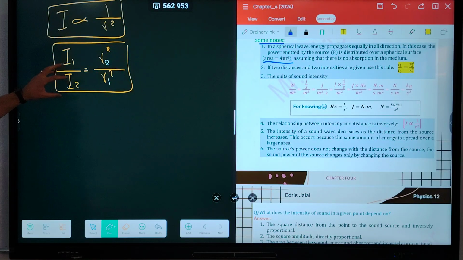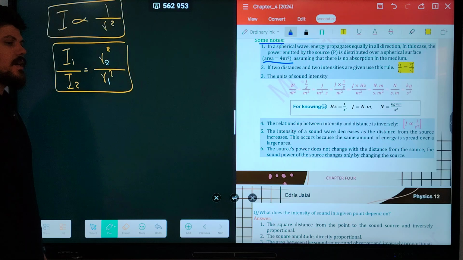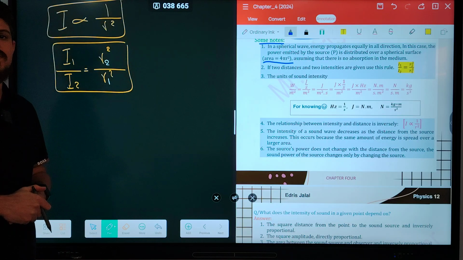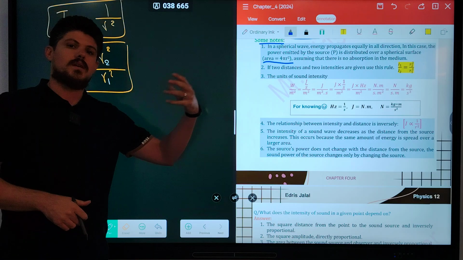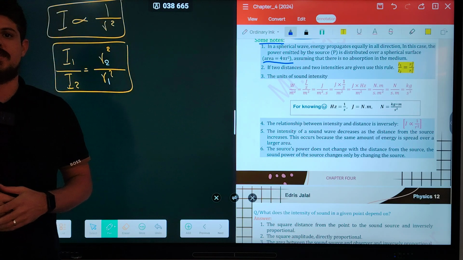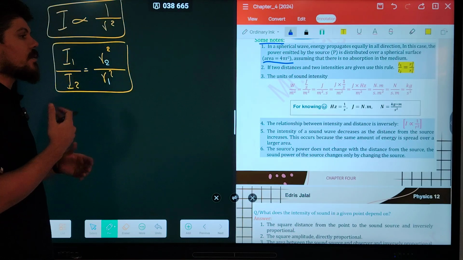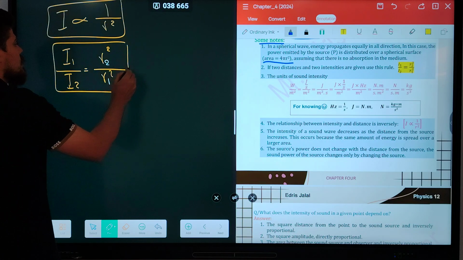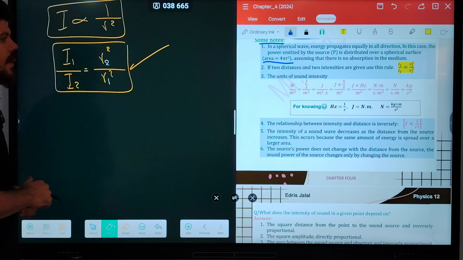According to this equation, you can calculate the increase or decrease, or by which factor the intensity of the sound increases if the distance becomes double, triple, or half, or when two distances or two intensities are given, you can use this relation.